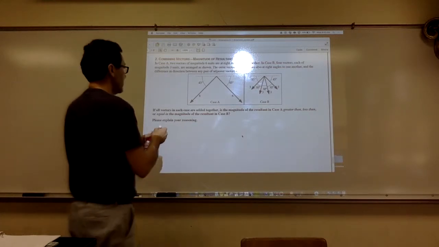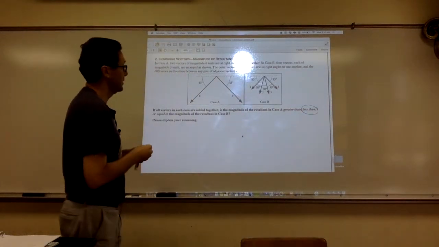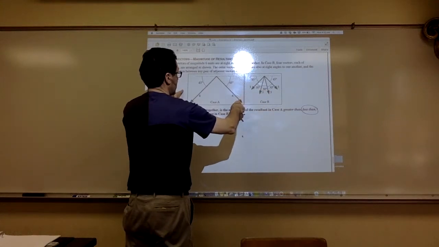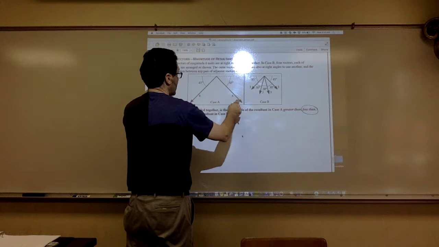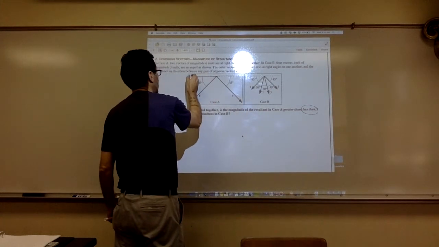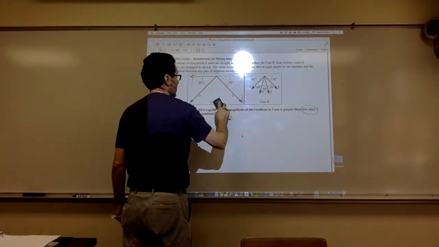Okay. So the magnitude is less in case A. And here's the reason. The x component in both cases is going to be 0. The x component of the resultant. Because if you take this and you project it here, and you take this and you project it here, you're going to be equal and opposite. And you're going to end up with the same thing on the other side.